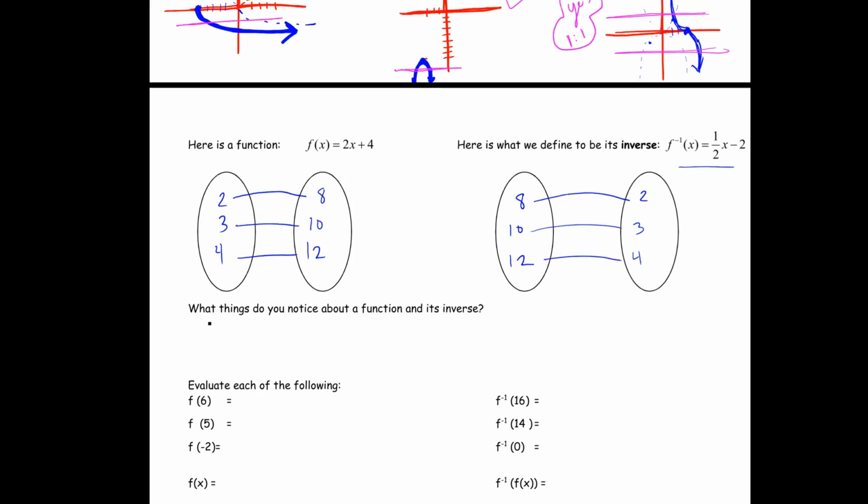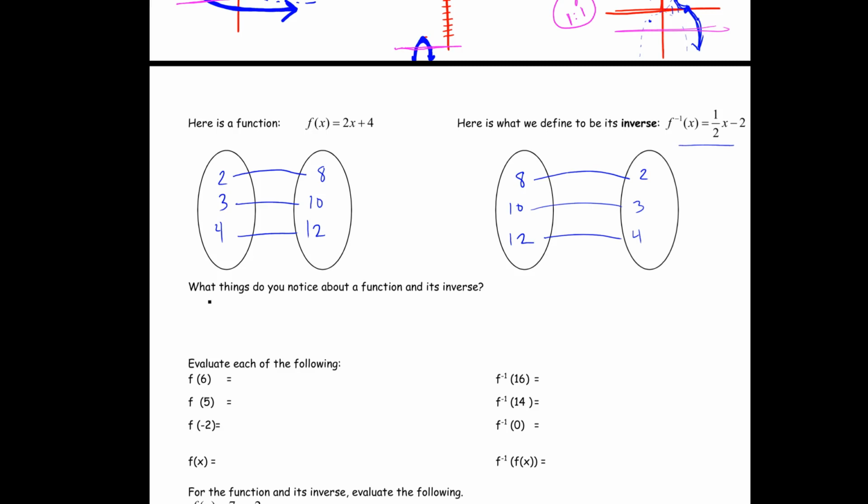So what things do you notice about a function and its inverse? Anybody notice anything? Sorry, I didn't hear you, Linda. Did you say that it just flips? Yeah, the domain and range just flip. That's true of all inverses. The domain and range flip.